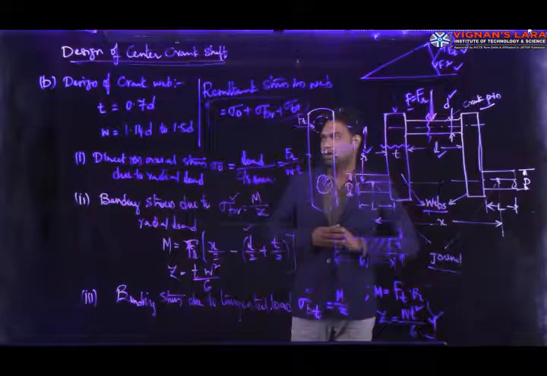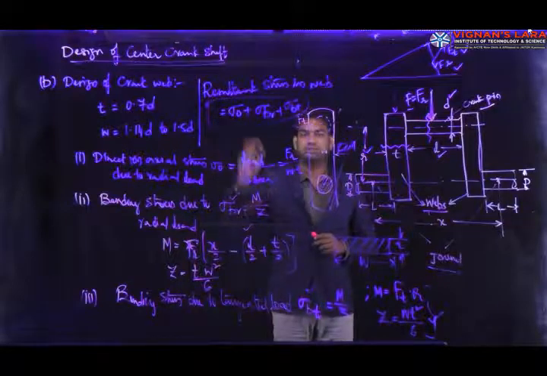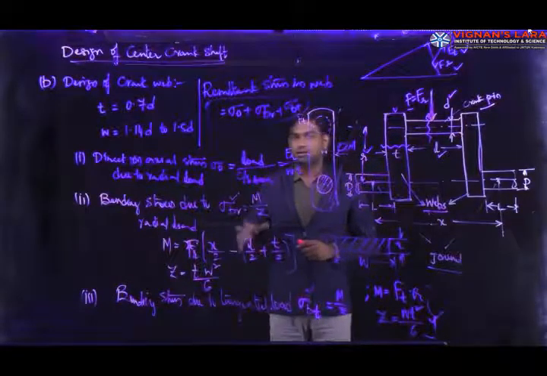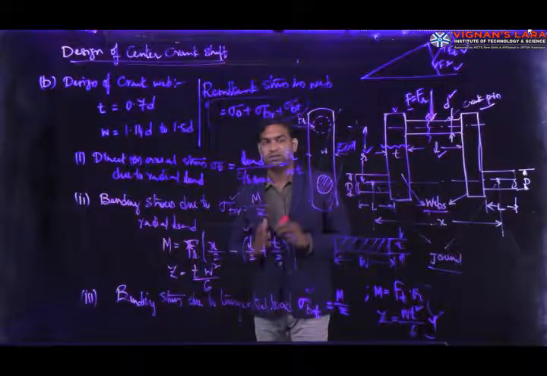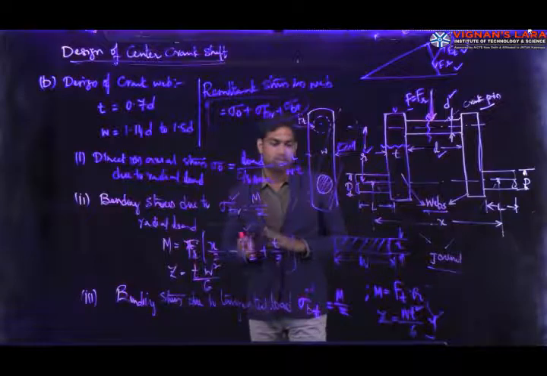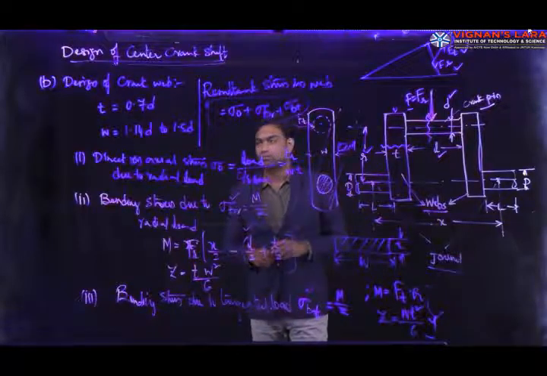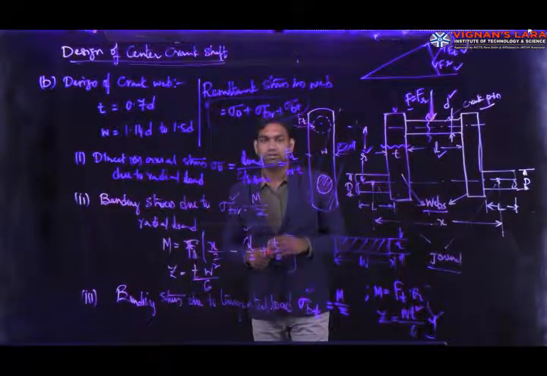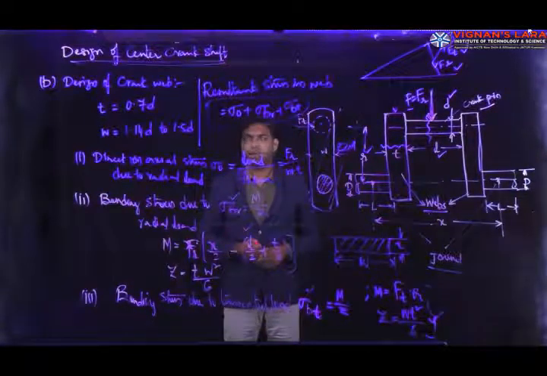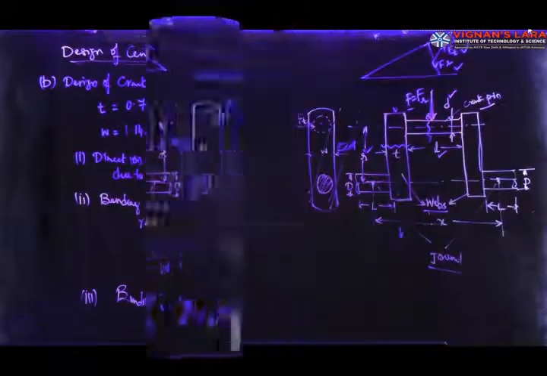Clear? So this is how, initially, you can find out the dimensions using the proportions. After that, we need to find out the induced stresses and check them with the allowable values, to see whether the design is going to be safe or not. We need to justify using the allowable and induced stress values. Clear? And after that, we can further proceed with the design of the main journal.